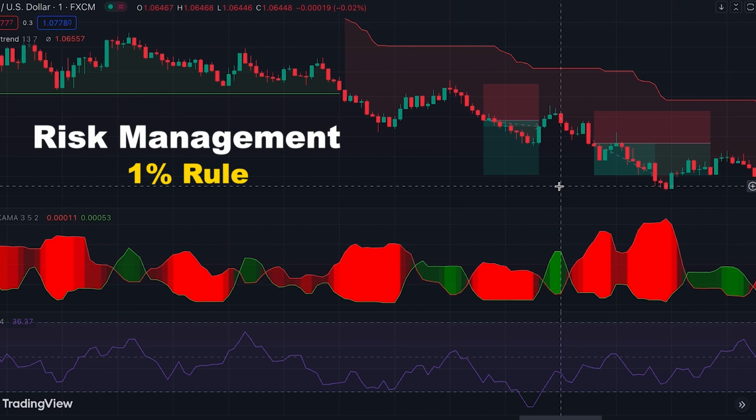Not only for this strategy, but for any other trading strategies that you want to use, you need to manage your risk properly.